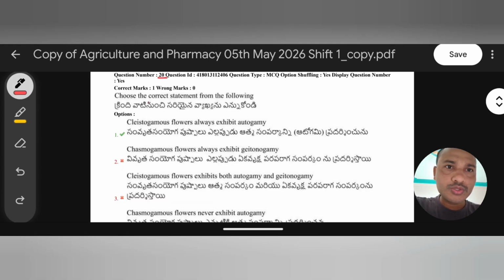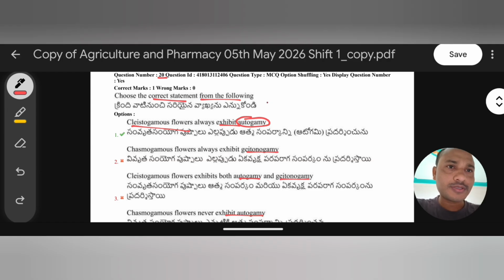Right. Next question is 20. Choose the correct statement from the following. Cleistogamous flowers always exhibit autogamy. Chasmogamous flowers always exhibit geitonogamy. Cleistogamous flowers exhibit both autogamy and geitonogamy, and chasmogamous flowers never exhibit autogamy. So here we have four options. These questions come from the topic types of flowers based on their opening and closing.